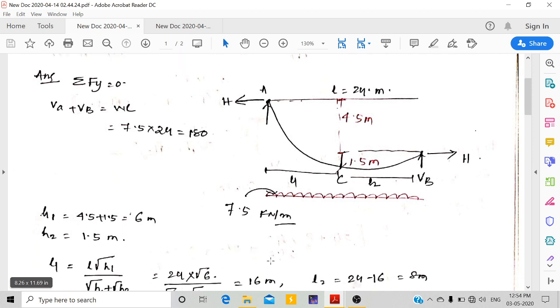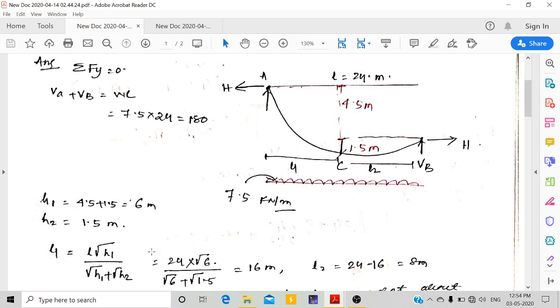Next we have the formula to calculate the individual lengths, this L1 and L2. So L1 is L times root over H1 divided by root over H1 plus root over H2. This formula is already used in our 3 hinge arch problem. Same formula is being used here. So the L1 value is coming 16 meter, and the L2, if we reduce this from the 24, we are getting L2 as 8 meter.